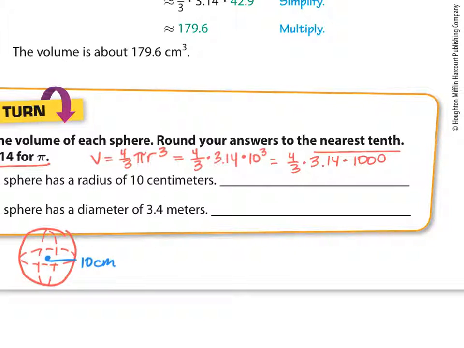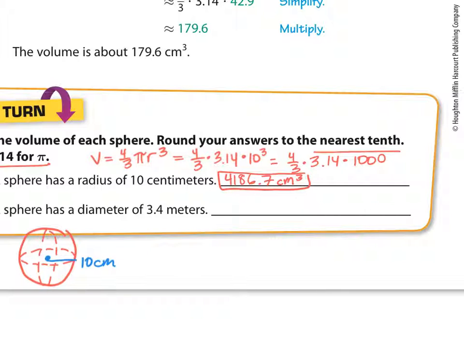So when I enter 4 divided by 3 times 3.14 times 1,000 into my calculator, I'm going to round it as well, I get 4,186.7. And remember, this isn't complete unless you have units. It's like you're just trying to figure out how many cubes you can fit in, and we can fit 4,186.7 of these cubic centimeters. And that's our answer. That's our volume. So go ahead and try the next one, number 3.